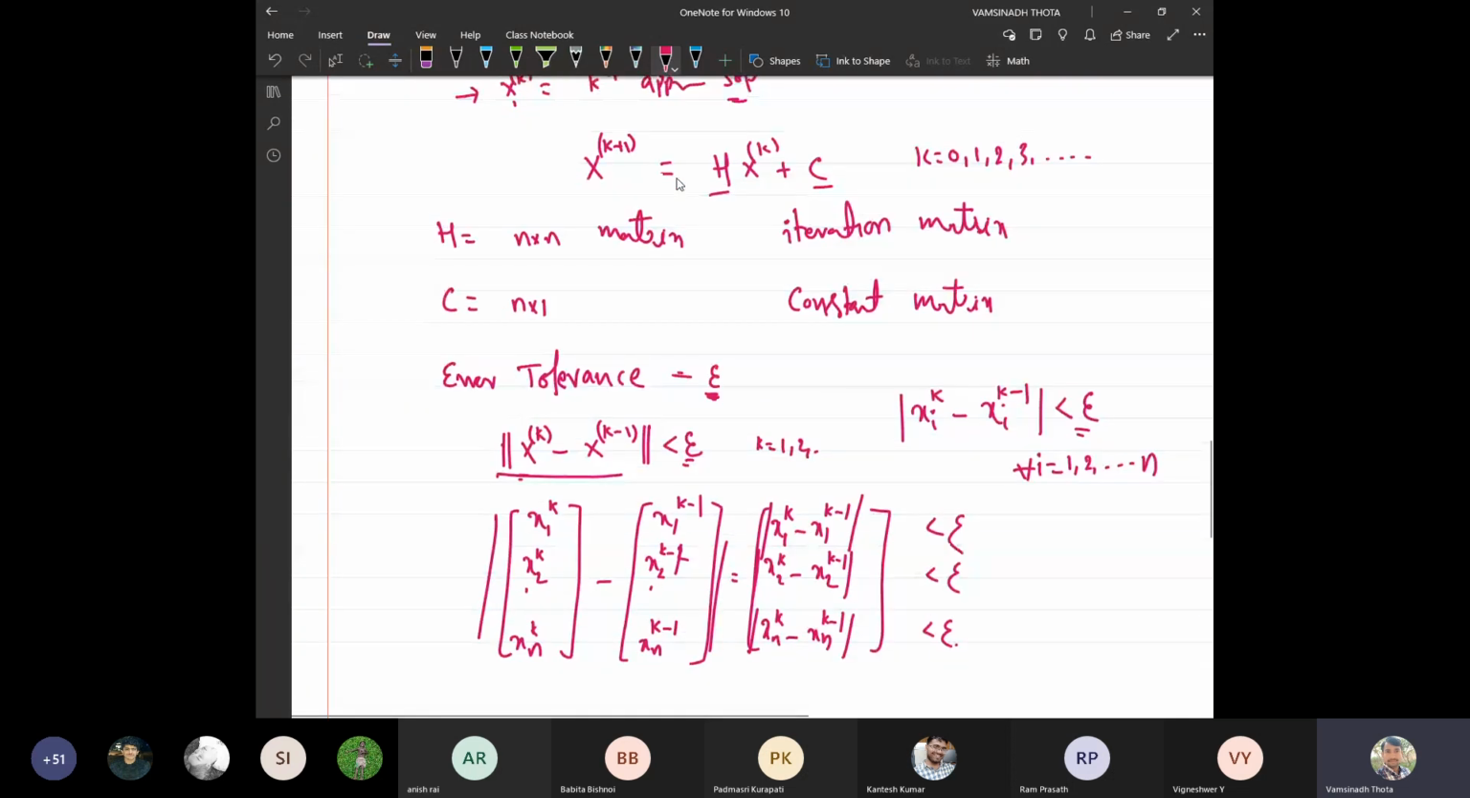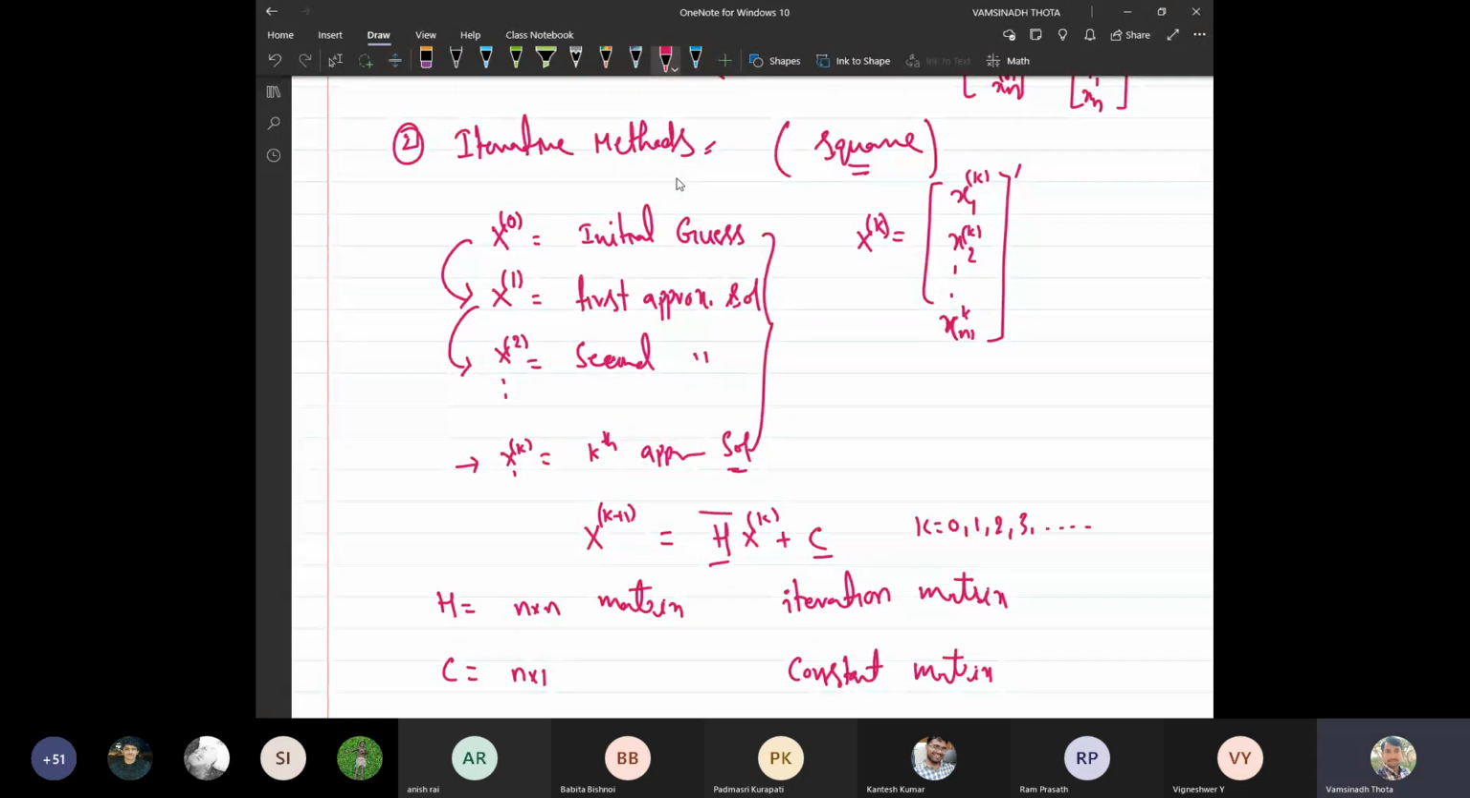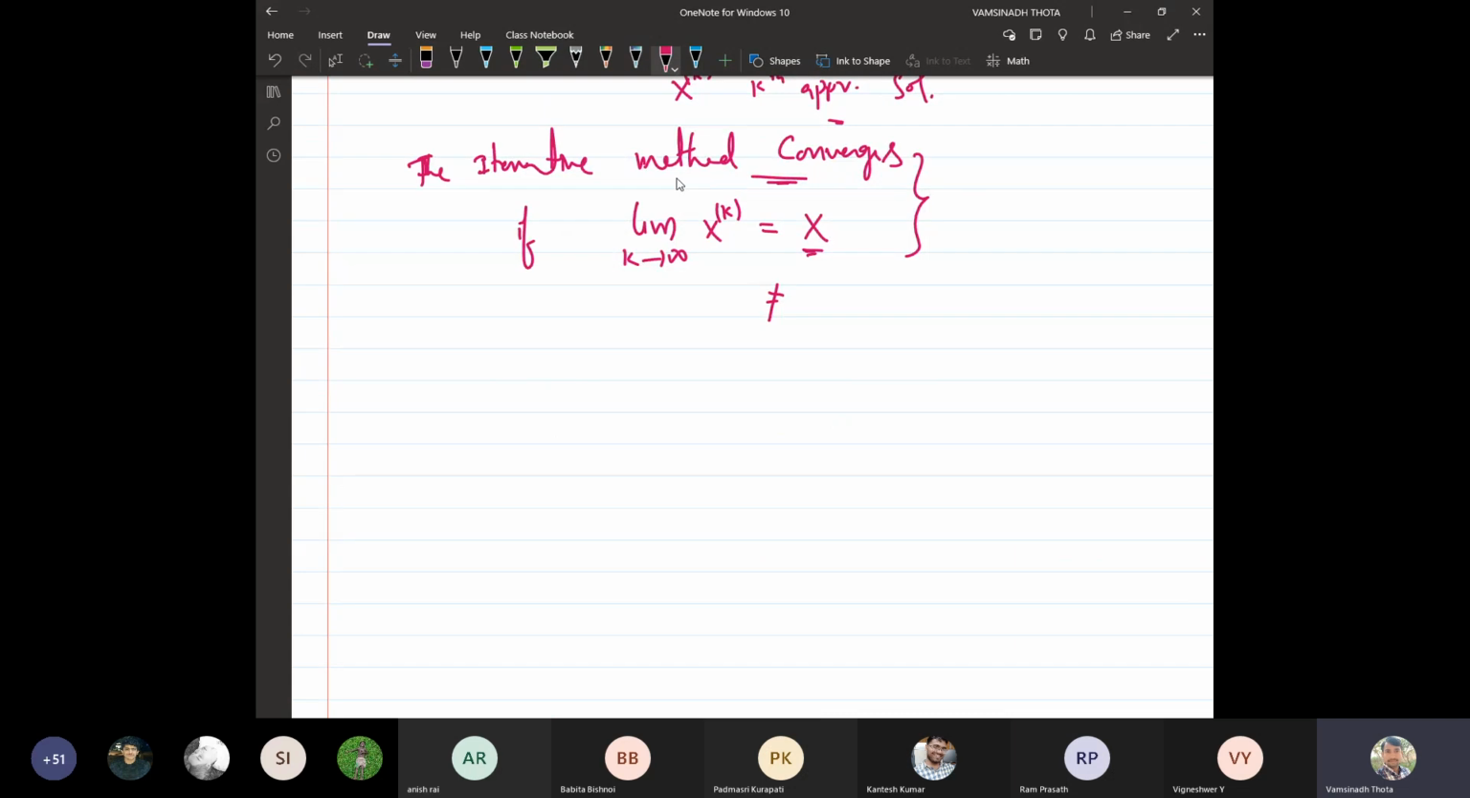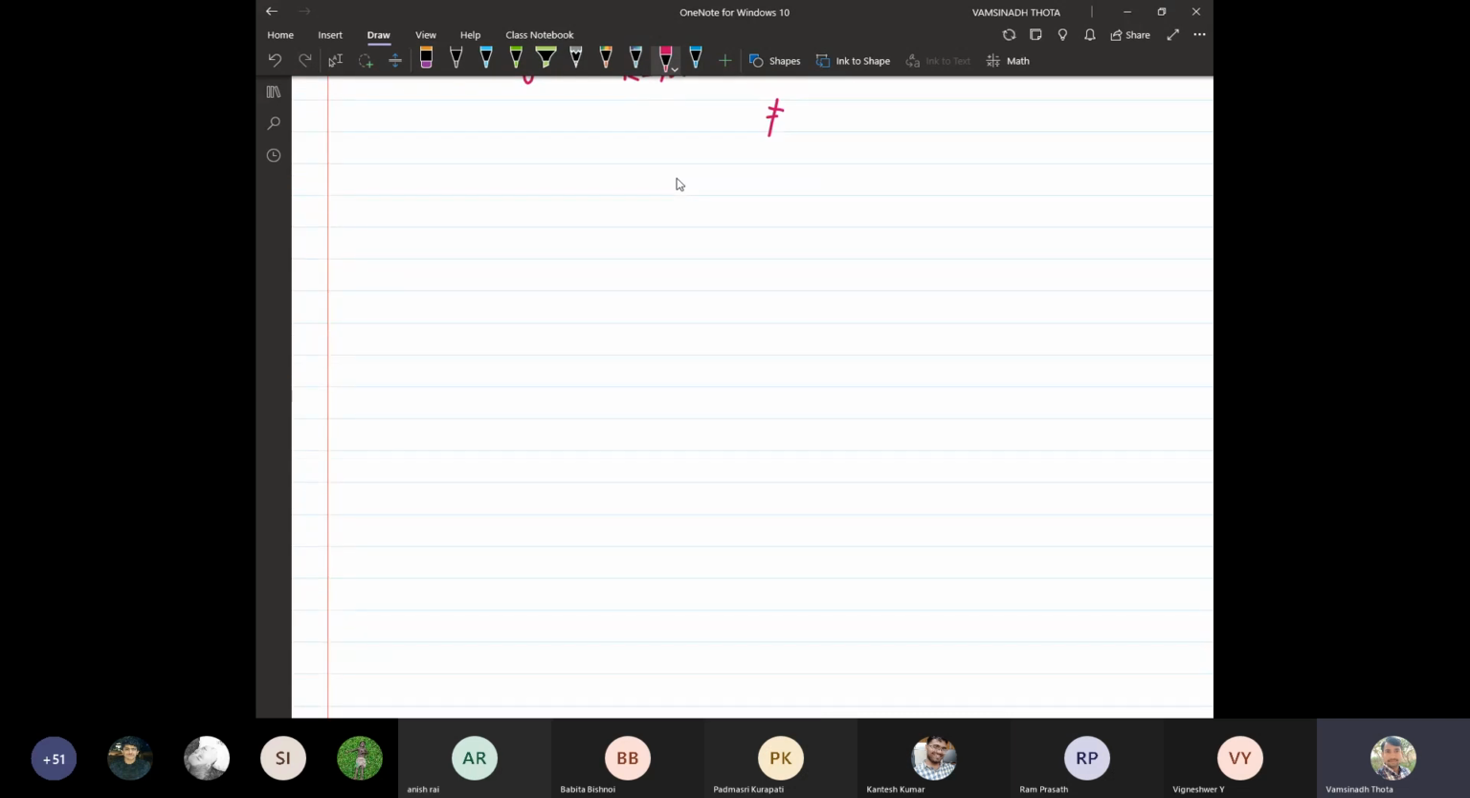It completely depends on the iteration matrix H. Suppose the rho of H, the spectral radius, is strictly less than 1. Not only does it imply, in fact, if and only if, the iterative method converges. But what is this rho of H actually? What is its meaning?